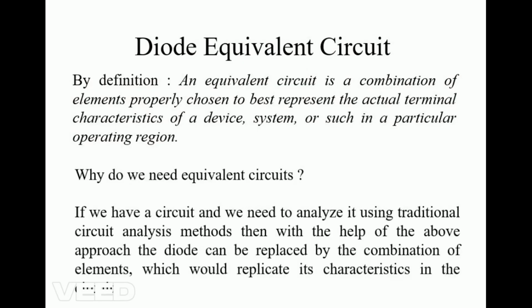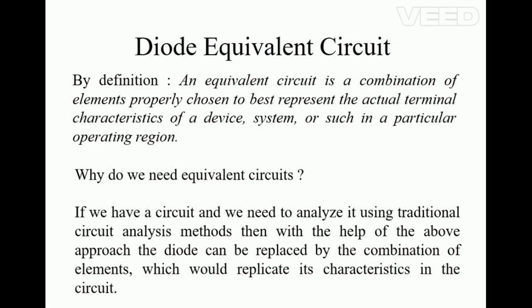Sometimes it's tough to implement or analyze a circuit having a component like a diode. The traditional circuit analysis approach cannot be applied on those circuits. So under such circumstances, we sometimes have to replace the diode with equivalent circuit components. We have to put some other electrical components in its place, and we have to ensure that the ultimate characteristics curve, the ultimate behavior of the output, remains more or less the same.